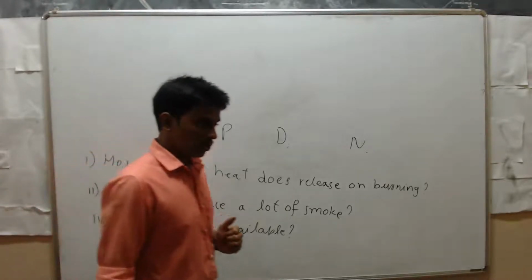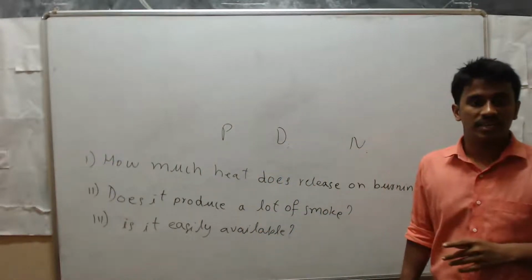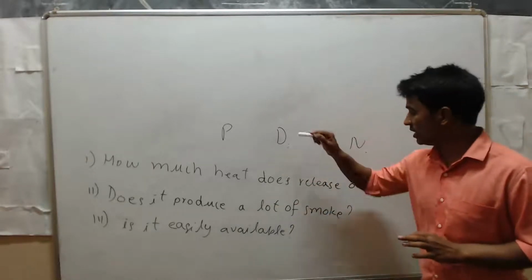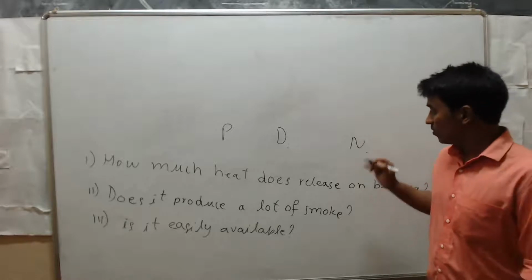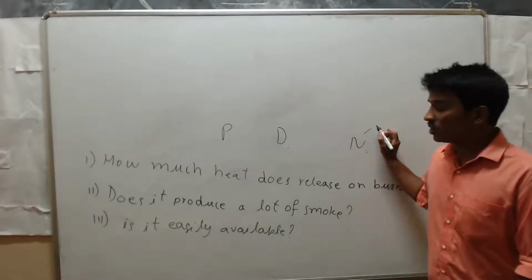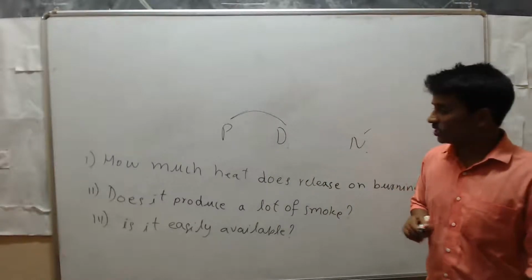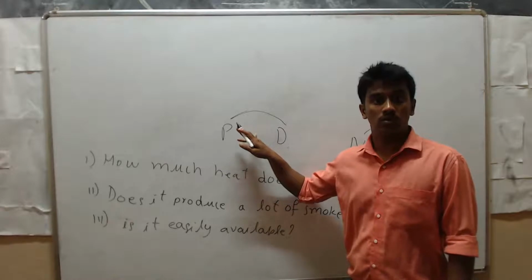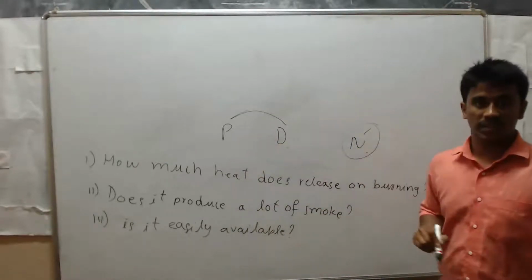See here, for cooking purposes we just need heat, right? We can produce heat using petrol, diesel and natural gas. But we use only natural gas. Why? Because these two produce a lot of smoke. We can use them, but they produce a lot of smoke, so that's why we use natural gas.